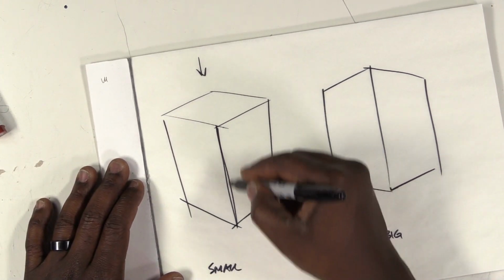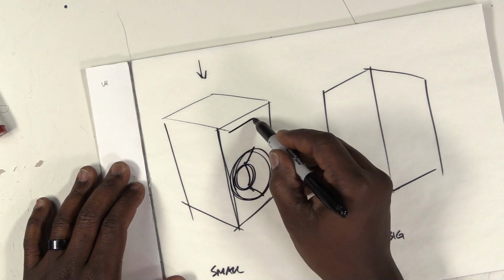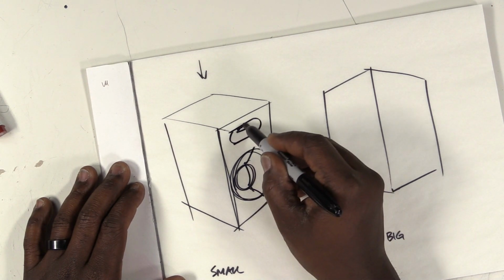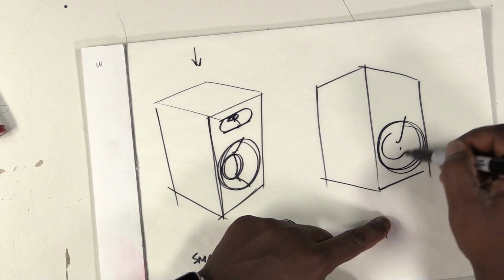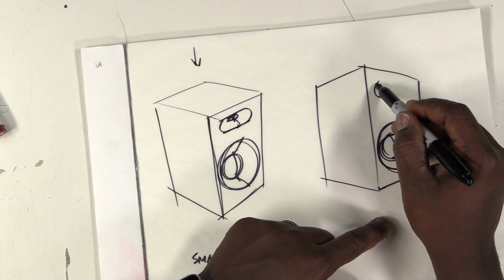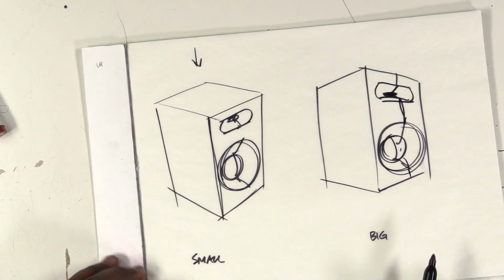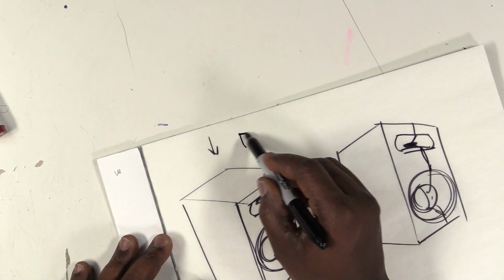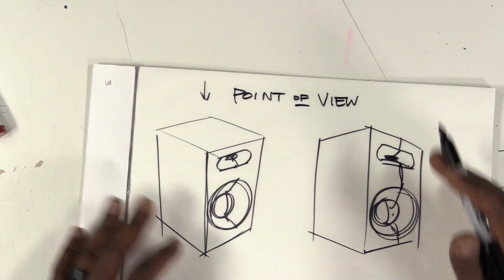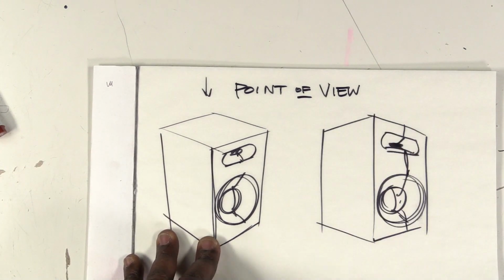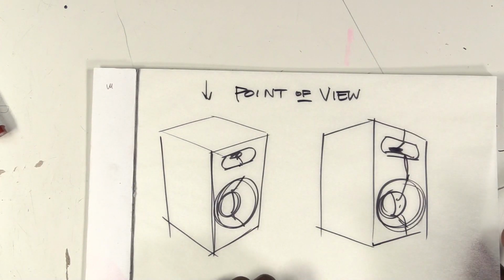So if I were to then add some details to this, just something very simple here, this is one way to think of a speaker. And I could do the same thing here. Again, these two speakers have different impact in terms of the presentation. So point of view is super important as you're presenting a concept or idea. How you want this product to be perceived can be determined by how you sketch it in perspective. So I'm going to go with the one on the right.